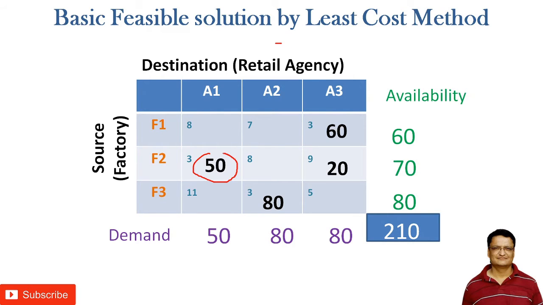This solution I got with the help of the least cost method, and it says that 50 goods are to be transported from factory F2 to retail agency A1. Also we need to transport 60 goods from F1 to A3 and 20 goods from F2 to A3 and 80 goods from F3 to A2.